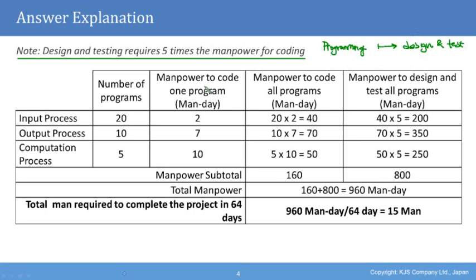So let's begin. We are given in the question this box. We're given the number of programs it takes for each process and the amount of manpower it takes to create one program of each process.